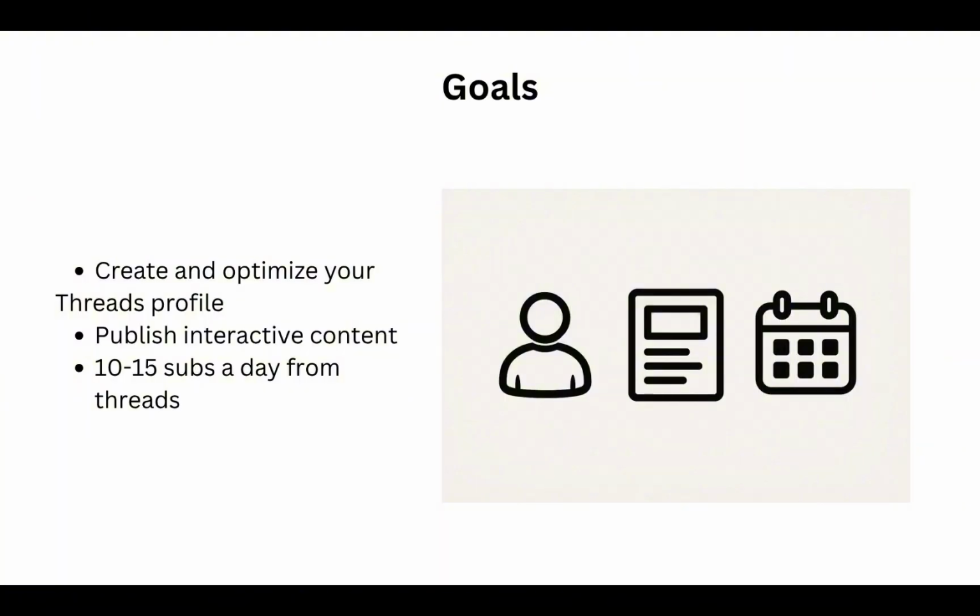Next, we're going to publish interactive content to get maximum reach and ensure your post gets circulated by the algorithm so that anyone can access it. And then the goal is to get between 10 to 15 subscribers per day. So that's the primary objective. Obviously, the goal is to get more from Threads, but once you reach that objective, you can scale and get a lot more later on.